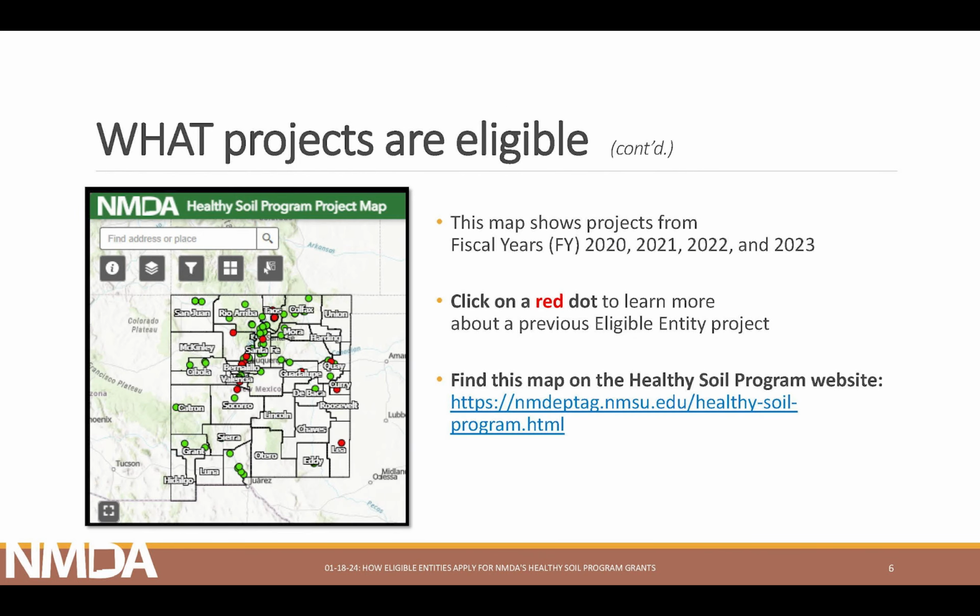So again, what projects are eligible? Well, if you're left wanting a little more information, you're welcome to visit our website, the Healthy Soil Program homepage, because with a few scrolls of the mouse, you're going to land on this map that we've got screenshotted here on the page. Once you land on this map, if you'll click on those red dots, those are projects implemented by other eligible entities, other tribal governments, other land grants, other soil and water conservation districts, other extension offices. We've even funded a project through a local irrigation district, a conservancy district before. So again, those red dots illustrate for you those locally governmentally run projects funded through NMDA's Healthy Soil Program.